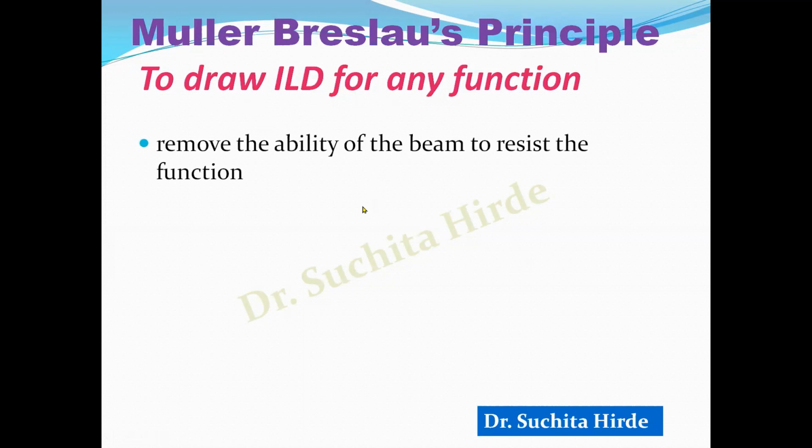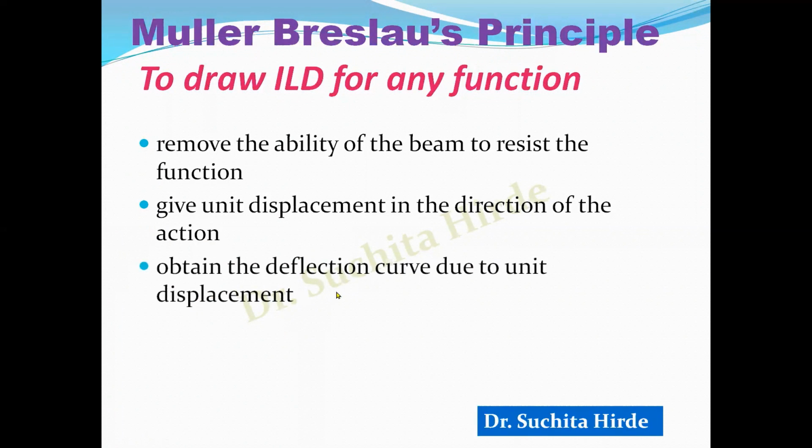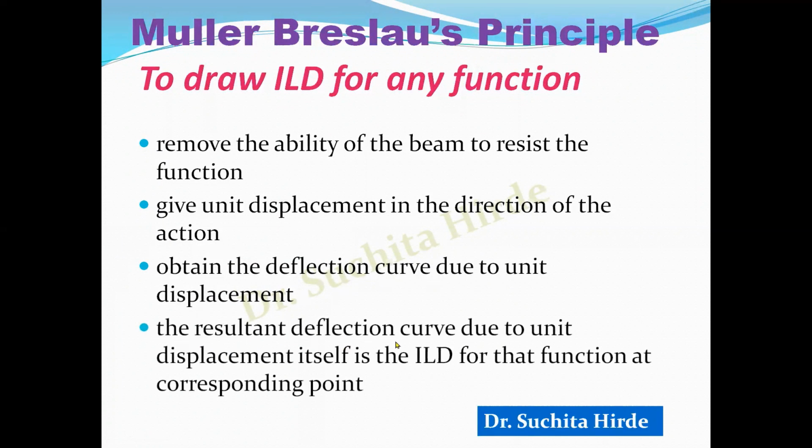If you want to apply the Muller Breslau principle to draw influence line diagram for any function, the first step is remove the ability of the beam to resist that function. Then second step is give unit displacement in the direction of that action, and then obtain the deflection curve due to unit displacement, and then the resultant deflection curve due to unit displacement itself is the influence line diagram for that function at corresponding point. So these steps we have already discussed in previous videos.